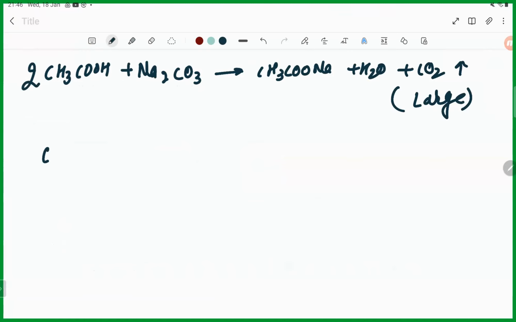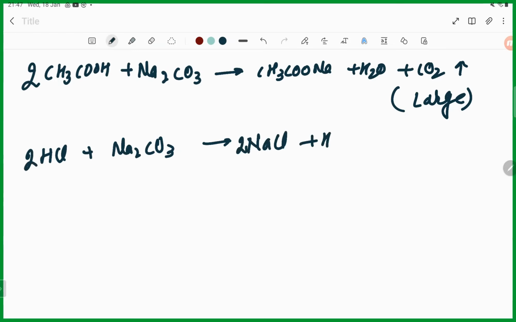Suppose you are taking CH3COOH, but this time you take HCl, and at the same time you are taking Na2CO3. What salt are you going to get? NaCl, two molecules of NaCl, plus H2O plus CO2. CO2 is given off in both cases.